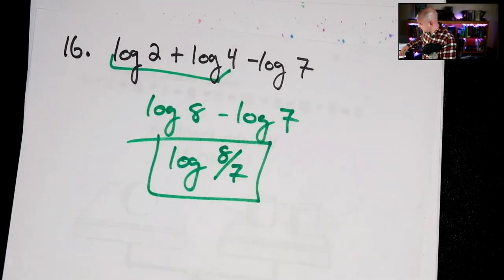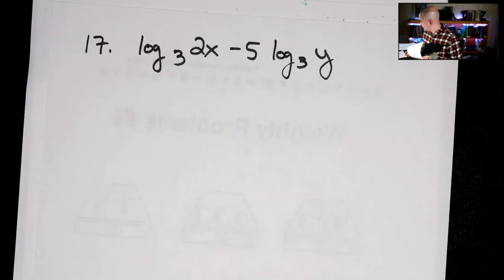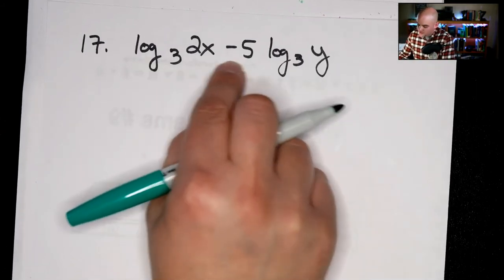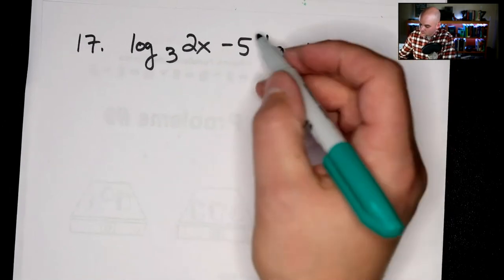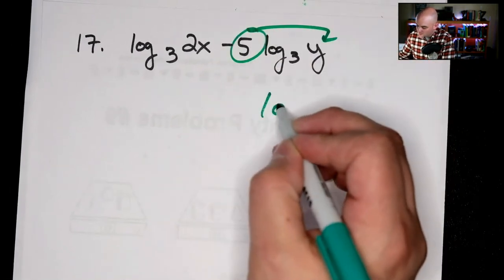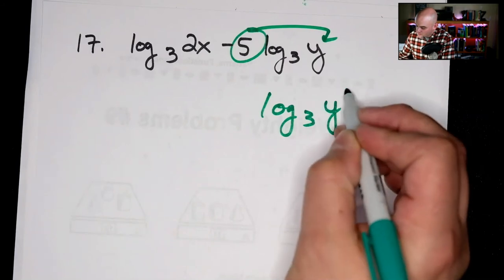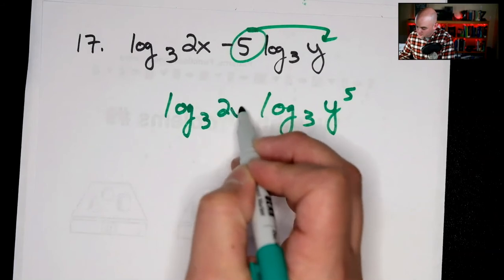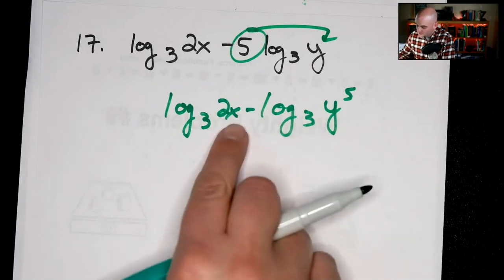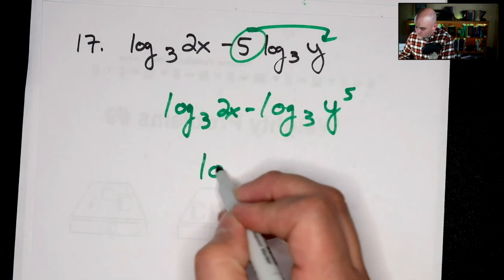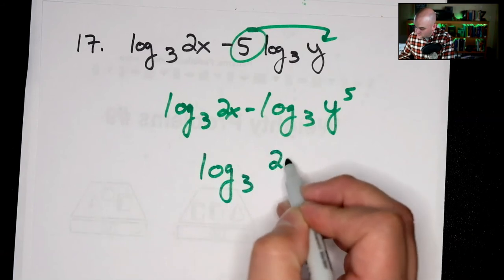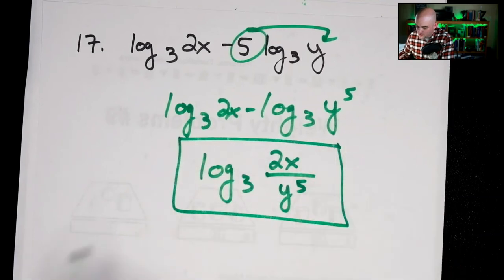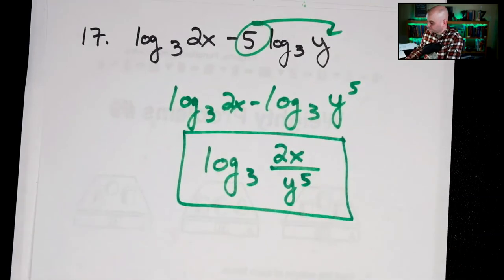Number 17. Number 17 says log base 3 of 2x minus 5 times log base 3 of y. Let's move that 5 up top here, and we get y to the 5th. And we've got log base 3 of 2x right there with the minus sign. Go ahead and treat this as a division problem when we combine them. So log base 3 of 2x over y to the 5th. That's as far as I can take that one right there.